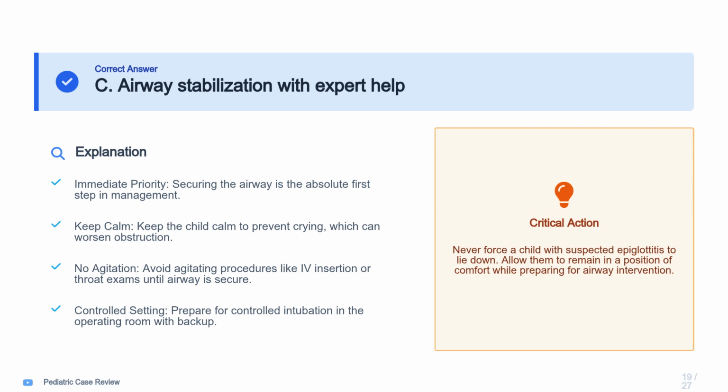Prepare for controlled intubation in the operating room with anesthesiology and otolaryngology present. Have backup front-of-neck access immediately available. Antibiotics are important, but secondary to airway control.